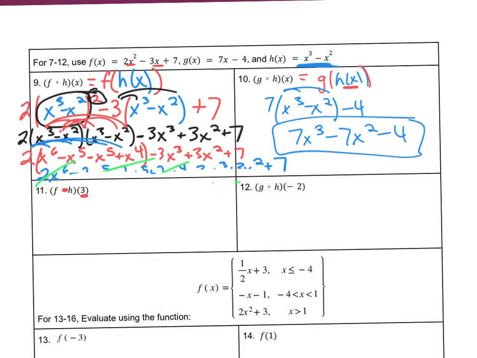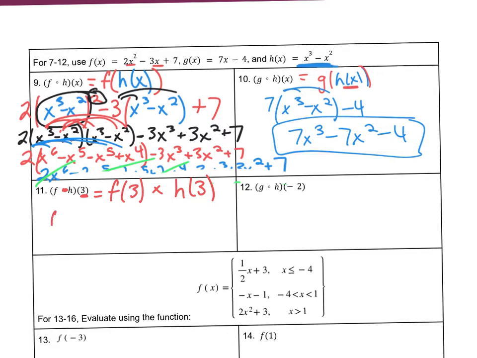And we're not doing multiplication of f of x times h of x, but f of 3 times h of 3. So this is the same thing as f of 3 times h of 3. So I just need to find f of 3 and h of 3 and then multiply them together, okay? So I'm going to do that.